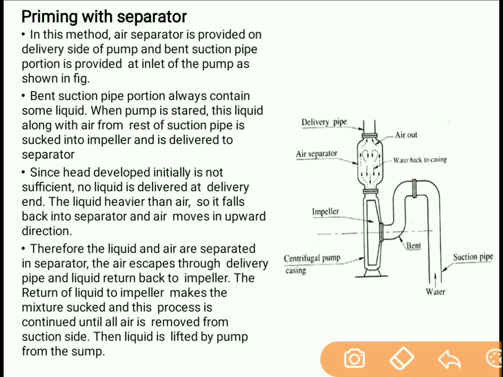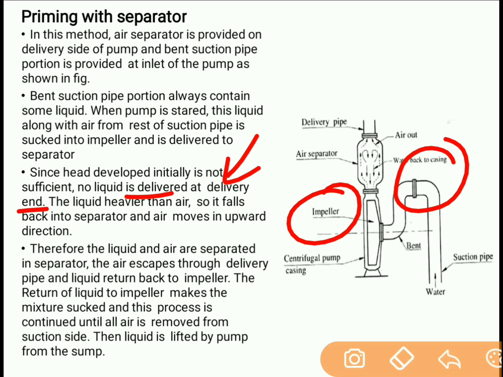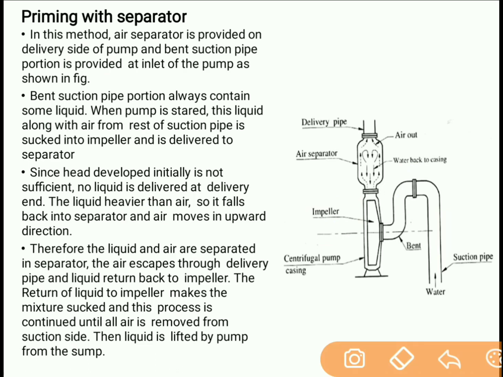Now since the head developed initially is not sufficient, no liquid is transferred to the delivery pipe. As the amount of liquid inside this bent pipe is very small, the head developed by the impeller is also small, so it won't get transferred to the delivery pipe. The liquid, which is heavier than air, will fall back into the separator and the air will move in the upward direction. In the air separator, liquid will fall back and air will move out.